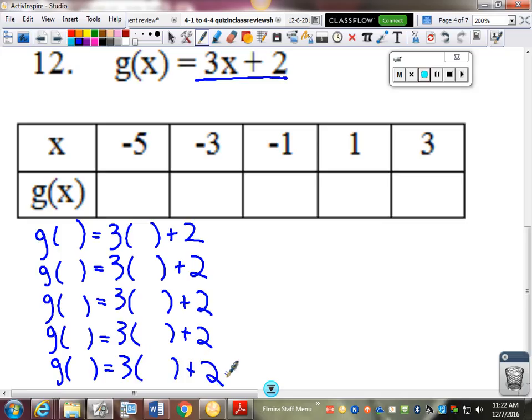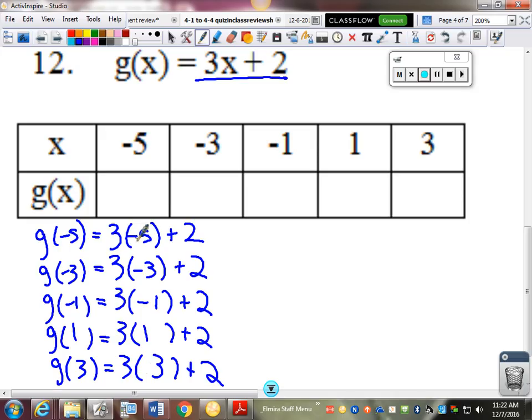Okay, and notice I replaced every x with parentheses, and now I'm going to fill in the numbers. Negative 5, negative 3, negative 1, 1, 3. And then, using whatever tools you need to, your brain, your calculator, both.